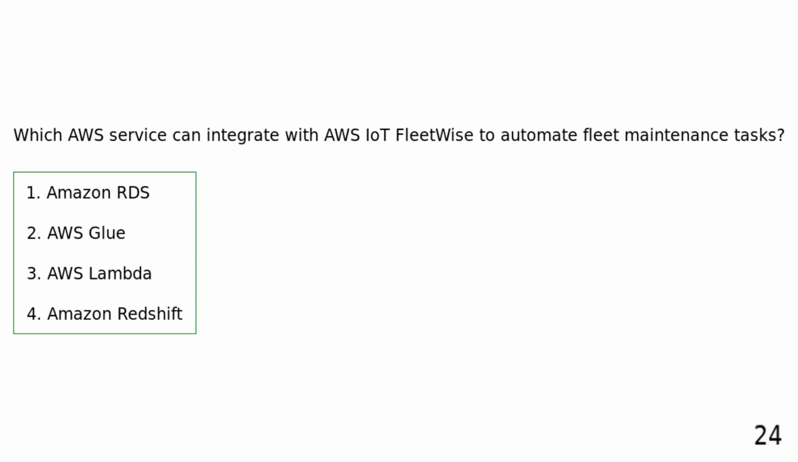Which AWS service can integrate with AWS IoT FleetWise to automate fleet maintenance tasks? Amazon RDS, AWS Glue, AWS Lambda, Amazon Redshift. AWS Lambda can integrate with AWS IoT FleetWise to automate fleet maintenance tasks.